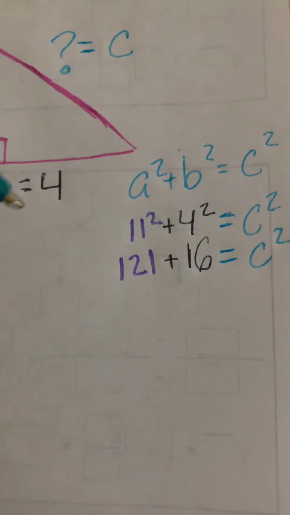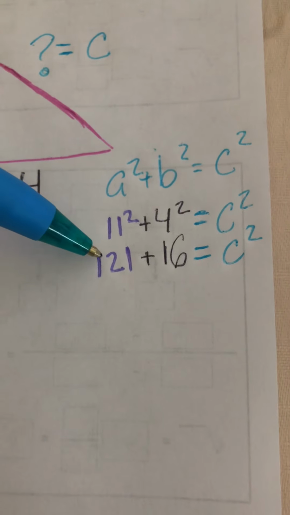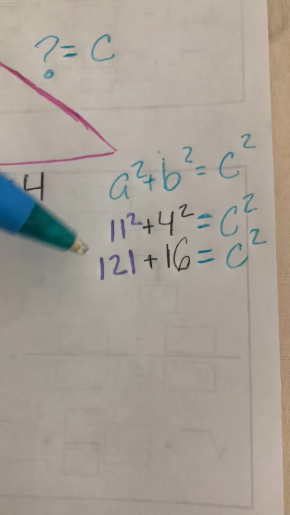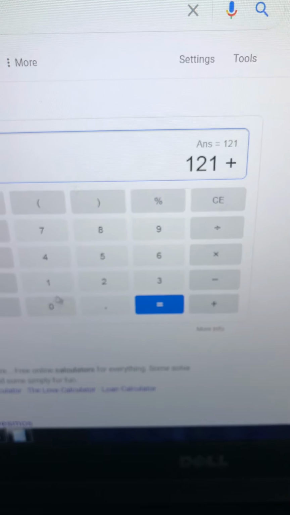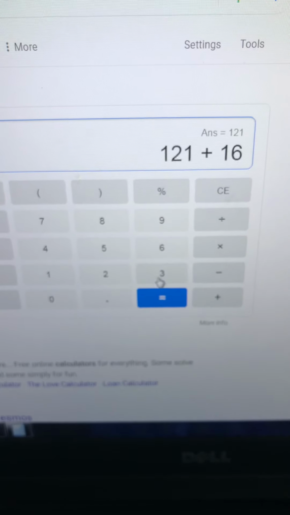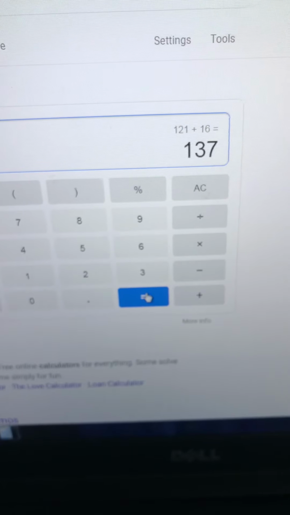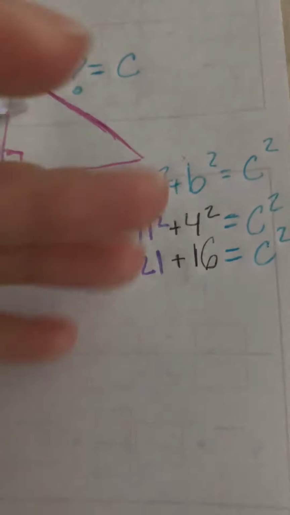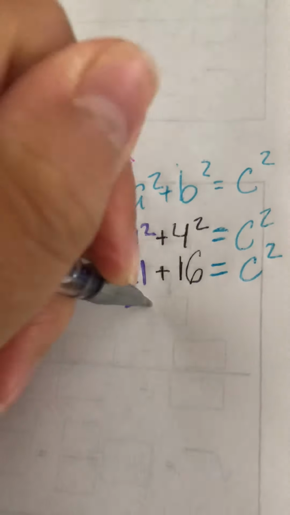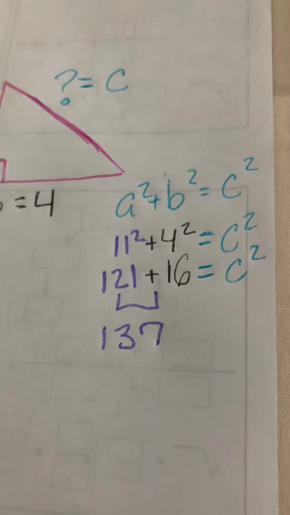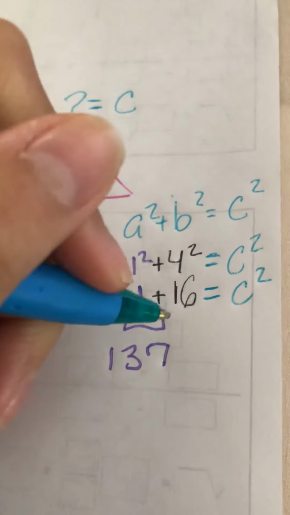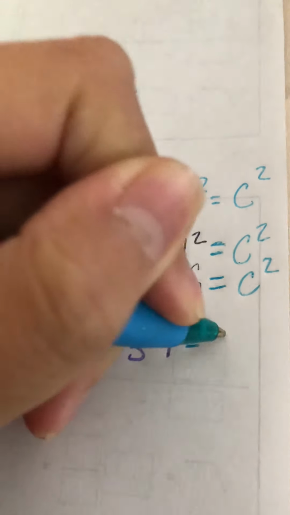Our third step is to add 121 and 16. If you don't know how to do this, use your calculator. 121 plus 16 is equal to 137. So these two numbers added up equal 137, and this is still all equal to C squared.